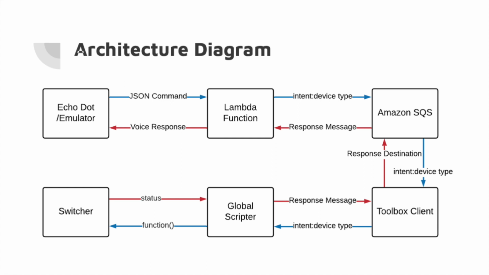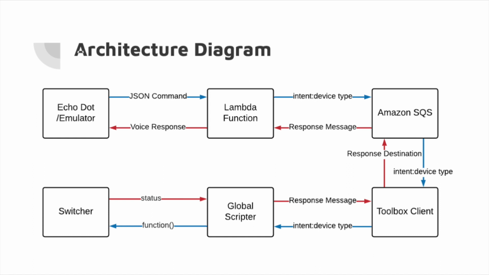Here you can see our architecture diagram. This shows all of the parts of our system, how they work together, and how data flows throughout the system. The starting point is the Amazon Echo Dot. The user gives a voice command, and the Amazon skill takes that and turns it into JSON data. Our Lambda function then sorts through the JSON data to find specific parts we need.